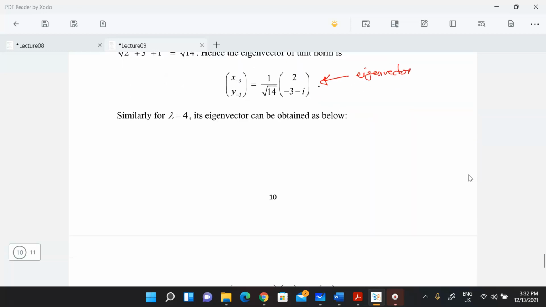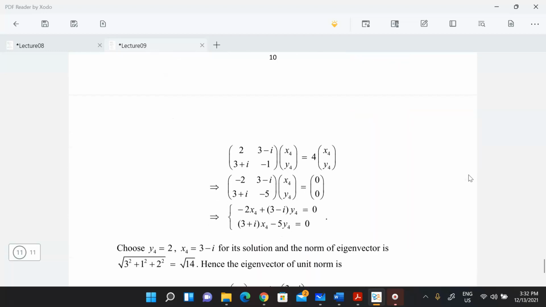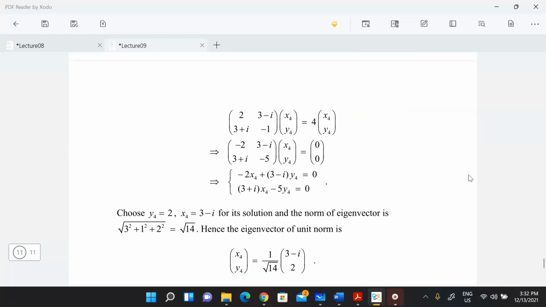Similarly, for lambda equals 4, again you get the set of two equations over here. Again, choose the one which is convenient for us here, choosing y4 equals 2, x4 equals 3 minus i. Again, it's related to the entries over here. Okay, and then normalize it again.